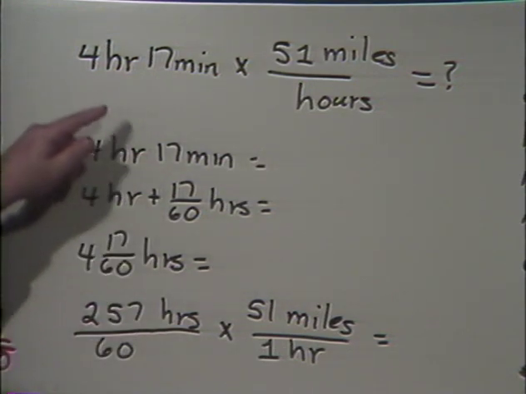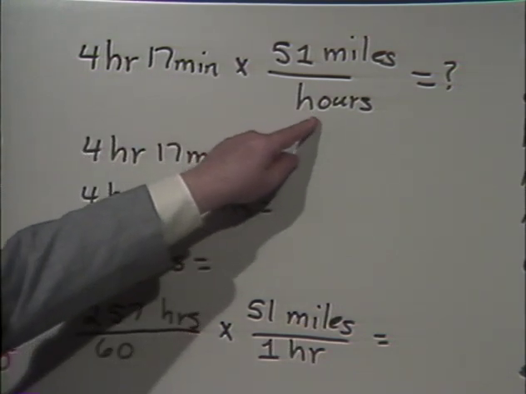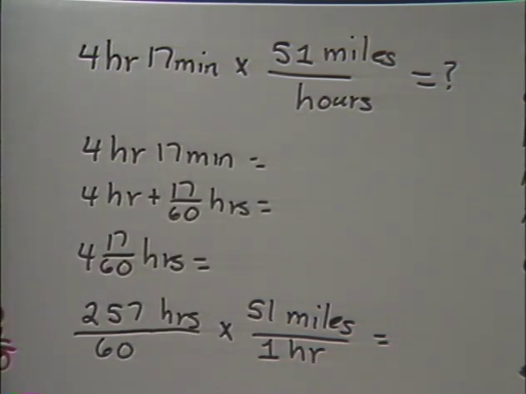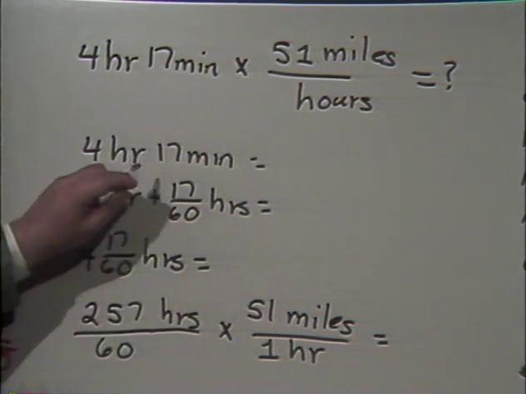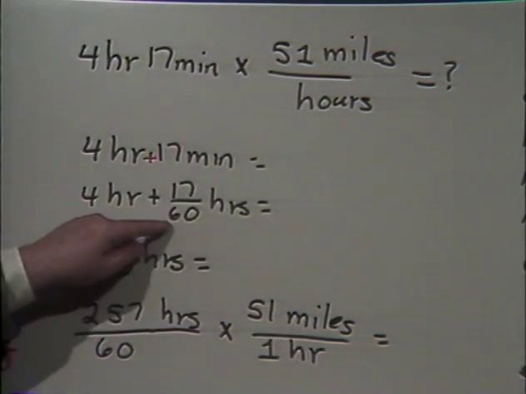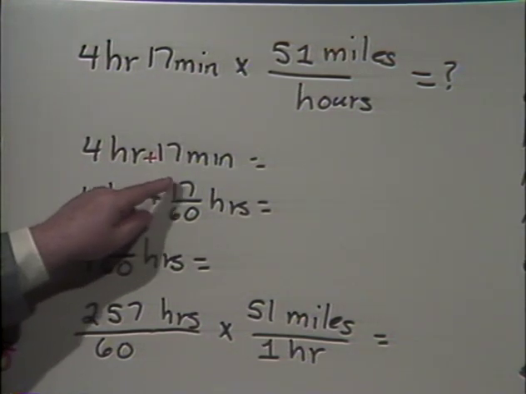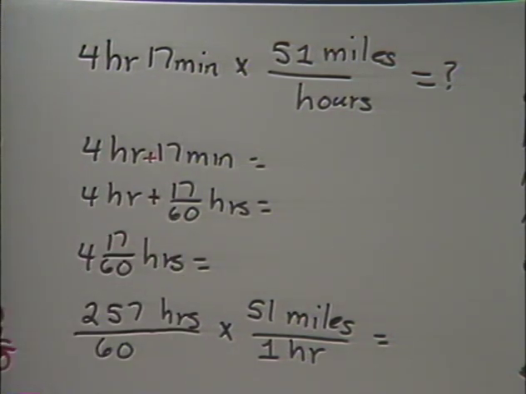So what I have to do is, if I want hours in the denominator to cancel with something in the numerator, what's in the numerator also has to be in hours. So I could take 4 hours and 17 minutes and write that as a mixed number of hours. 4 hours is 4 hours. The 17 minutes really means plus 17 minutes. A minute is 1/60th of an hour, so 17 minutes is 17/60ths of an hour. So that gives me 4 and 17/60ths of an hour, okay?